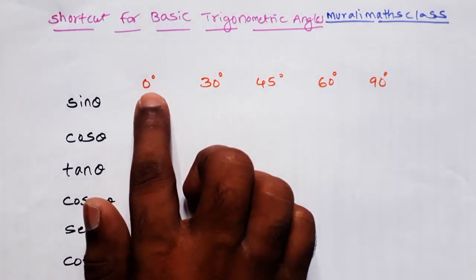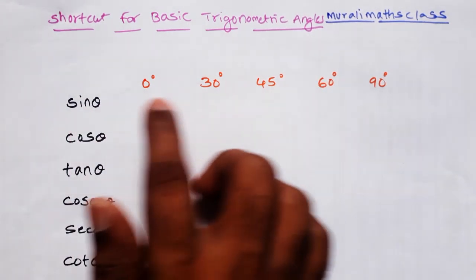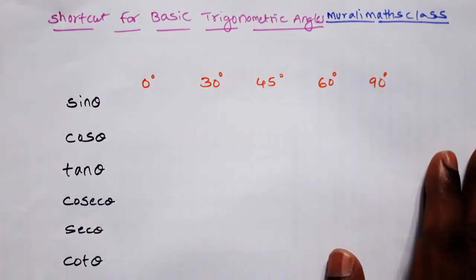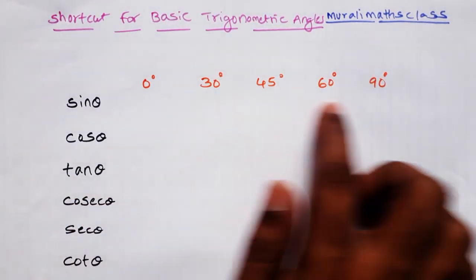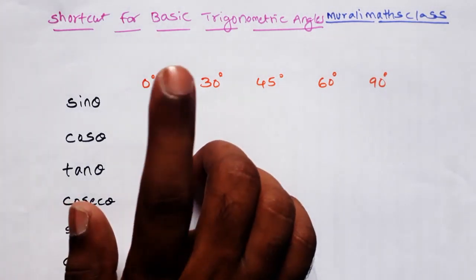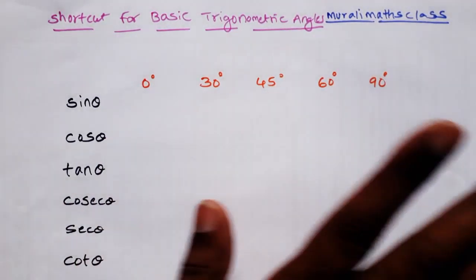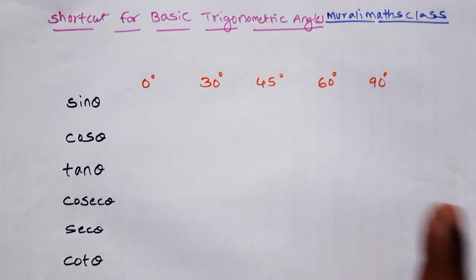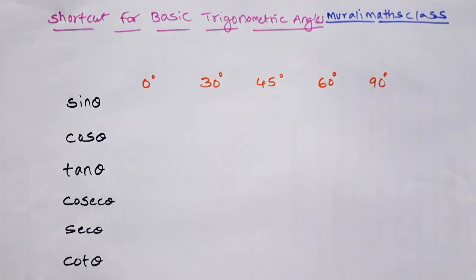So how to know these sine values? Sine 0 is how much? Sine 30 how much? Sine 45, sine 60, sine 90. How to know these values? To remember this, we have a trick. If you write all these 0, 30, 45, 60, 90, then you can fill in the remaining automatically. So the only thing is we have to remember this shortcut, how to get these values. For that I will give some shortcut. Okay. Now observe here.